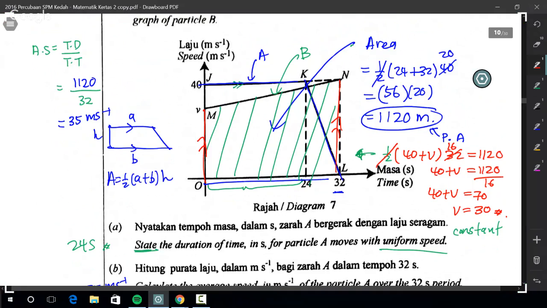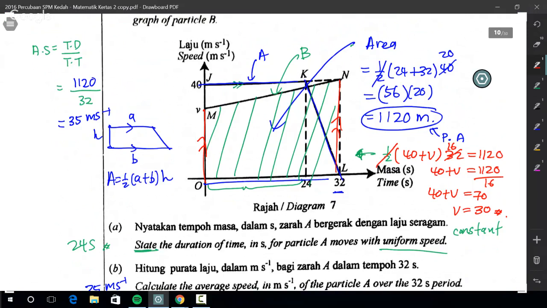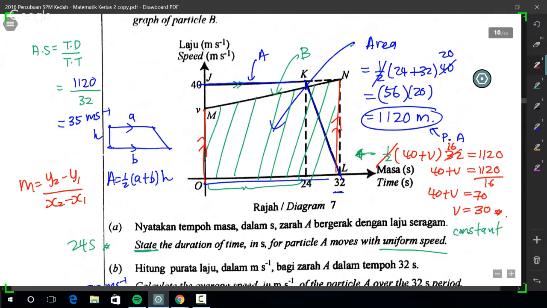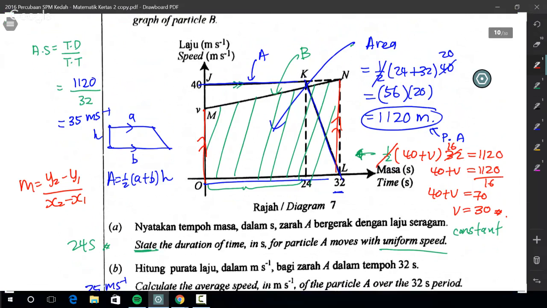So what is the formula for finding acceleration and deceleration? If you want to find acceleration and deceleration, basically you are finding the gradient in a speed-time graph. You just use the gradient formula, y2 minus y1 over x2 minus x1.